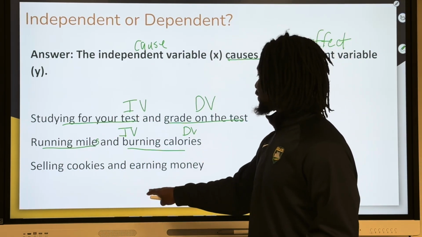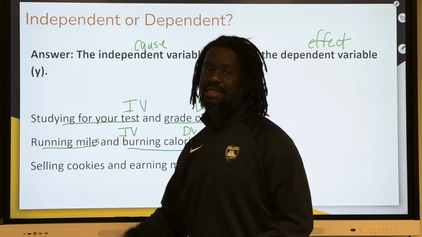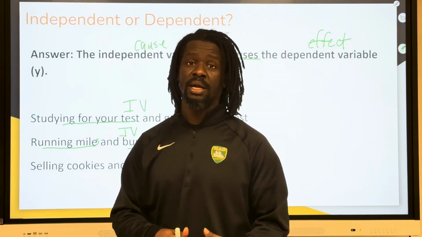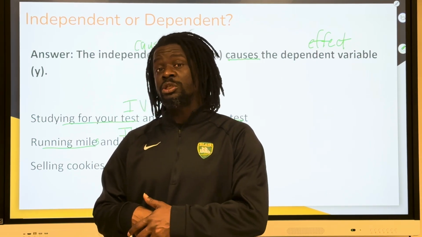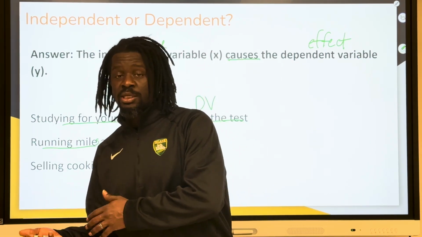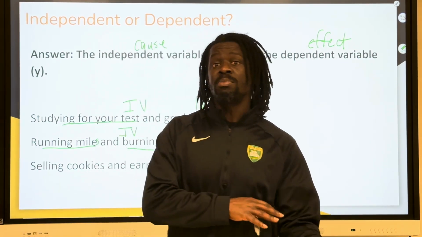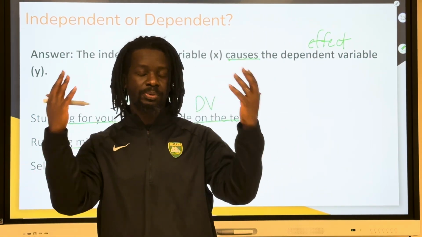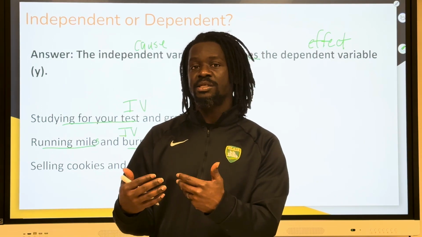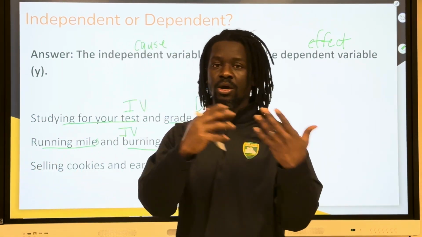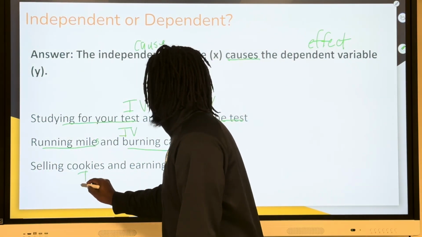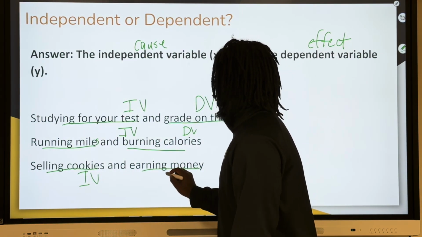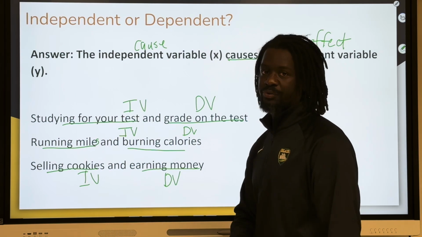And then let's look at the other one. What about earning money and selling cookies? Which causes which: does selling cookies earn money, or does earning money sell cookies? Again, it's super easy to understand that it is selling cookies that earns more money. So in this case, selling cookies would be the independent variable. The earning money would be the dependent variable, okay?